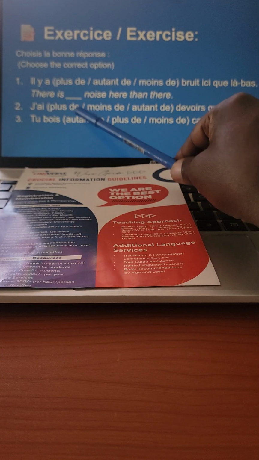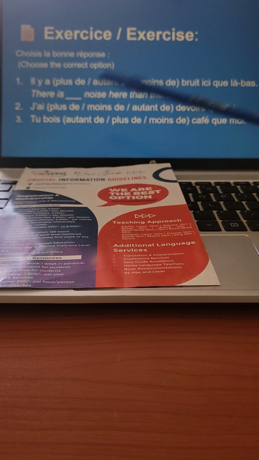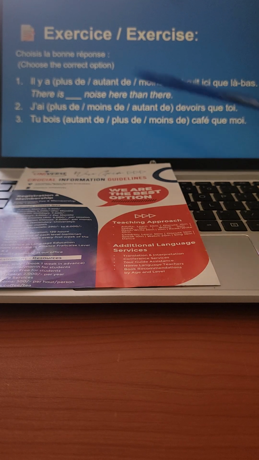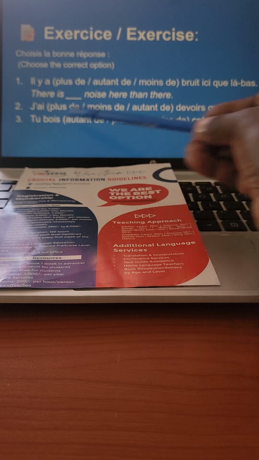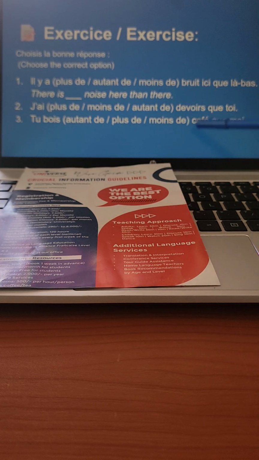J'ai plus de, moins de, autant de devoir que toi. Devoir is the noun there. So bruit was the noun in the last one, and devoir is the noun here. So the same thing. That one depends on the situation. You can choose what you need to say. Tu bois, you drink, autant de, plus de, moins de café que moi. Café is the noun there. So it depends on the situation.